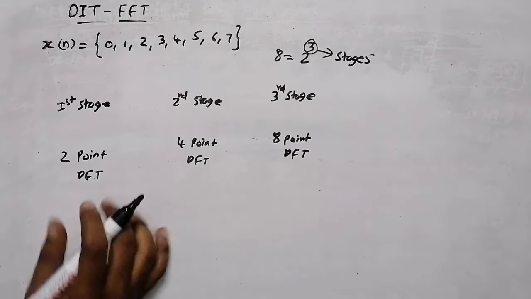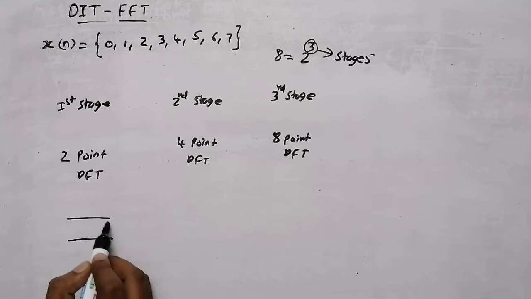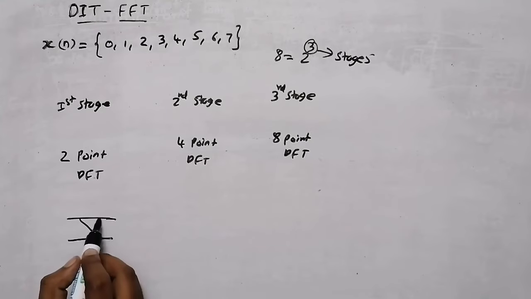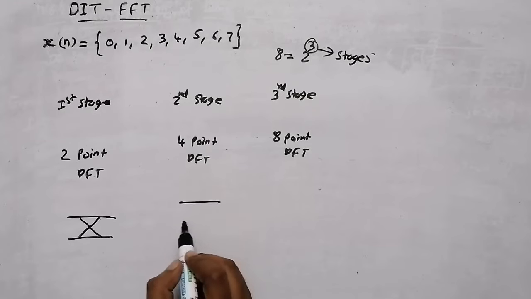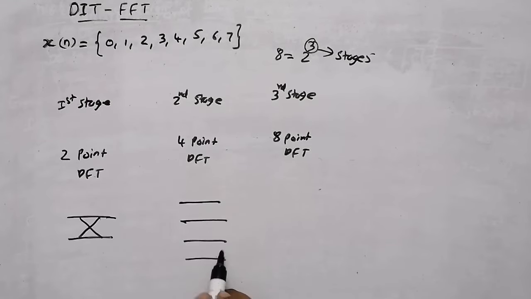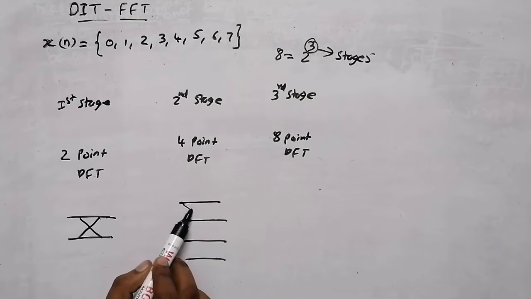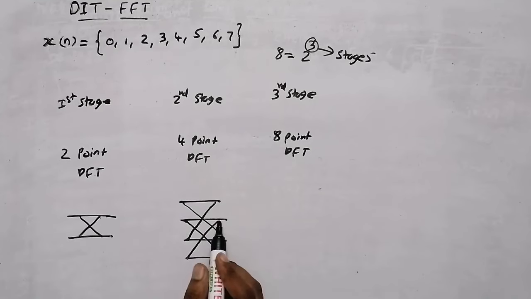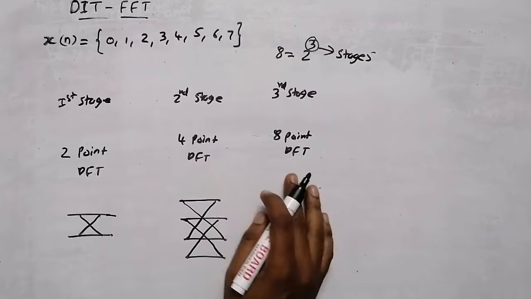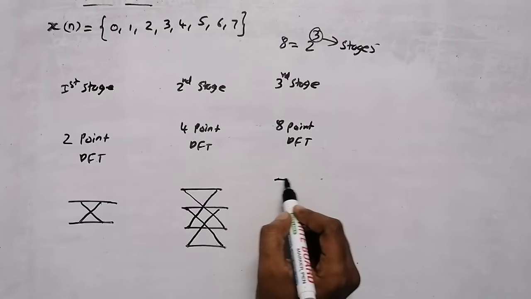2-point DFT means there will be only 2 lines, and we will put a cross mark in between them. For 4-point DFT, there will be 4 lines, 1, 2, 3 and 4. We will put a cross mark starting from here, and after a line, we will join. Then starting from here, after a line, we will join. Like that, we need to go from bottom to top. Starting from here, after one line, join. Starting from here, after one line, join. This is the 4-point DFT.